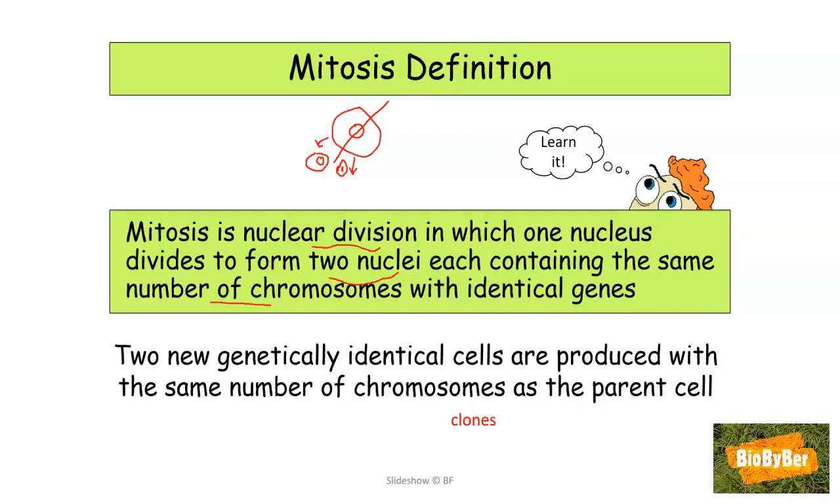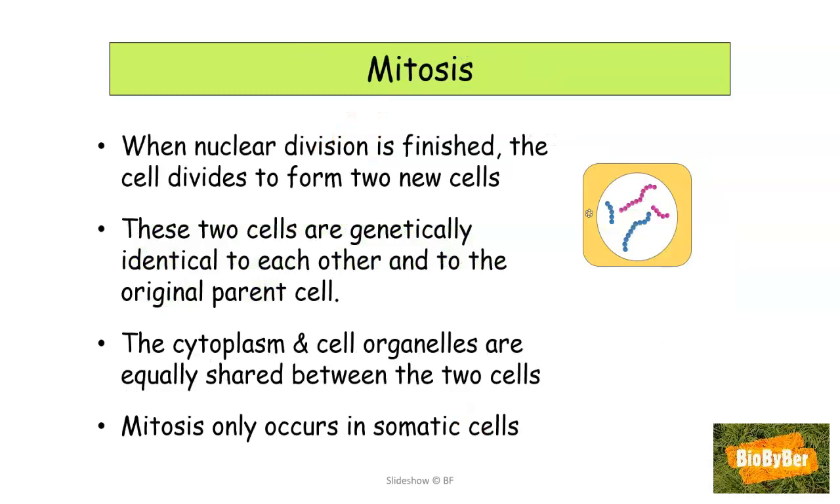Now, while knowing the definition of mitosis is an important learning objective, so too is being able to explain the behaviour of chromosomes during mitosis. But before we go there, let's have a look at another few details to help our understanding. Now, when nuclear division or mitosis is finished, the cell will then divide to form two new cells. We can see that here.